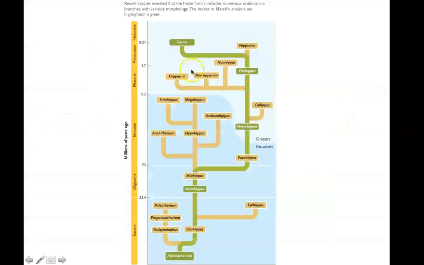Notice also that the bulk of the horse's cousins and ancestors have gone extinct. So everything has gone extinct. These are all only known from fossils, except for the living descendants of these horses. So again, donkeys and horses and zebras.